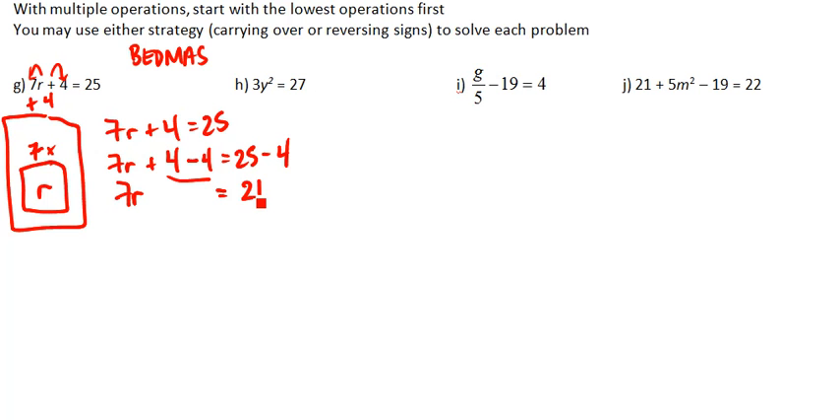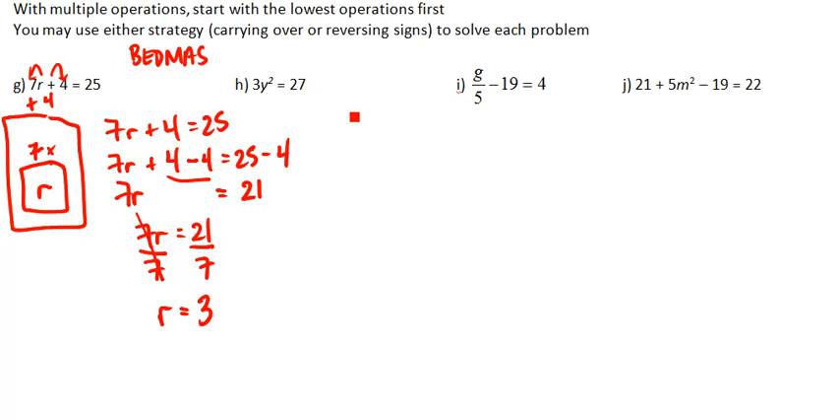Now I have to undo this 7 times r. Well, using the balance method, I have to undo a multiplication with a division. So we have 7r equals 21. Well, we divide this side by 7, so we can cancel out the 7's, and we have to do the same on the other side to balance it. These cancel out, and r is equal to 21 divided by 7, which is equal to 3.